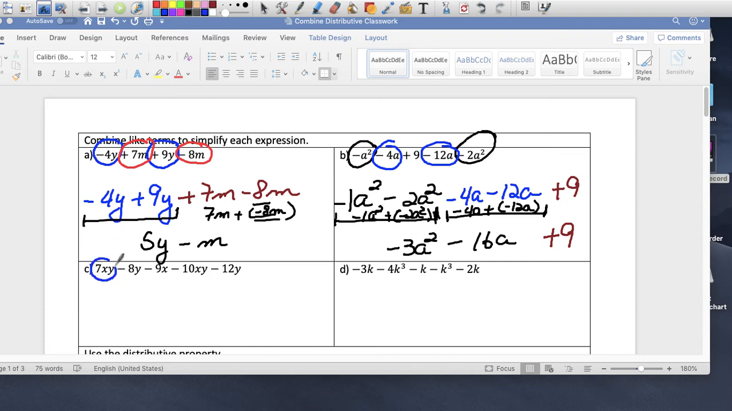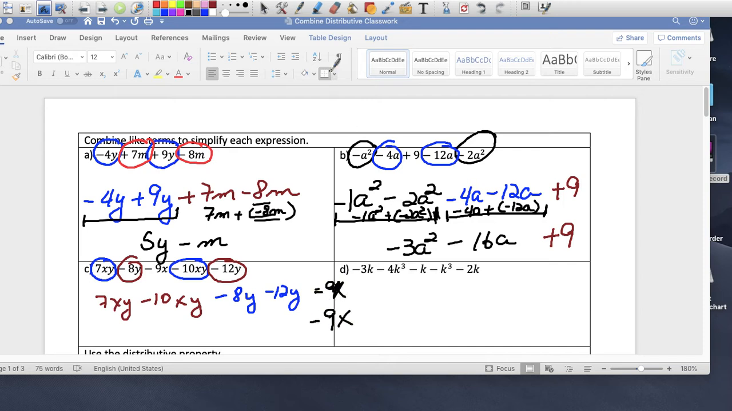XYs. Let's see, anything that has XY. This one has an XY. That one has an XY. What else? This one has a Y, and this one has a Y only, and the other one has an X. I'm not going to do anything with it. 7xy minus 10xy, those two go together. Oops, I think I reversed the color. It's okay. Minus 8y minus 12y, that goes together. And lastly, that 9x is going to be all along, minus 9x. So I already know that that's part of my answer because there are no x's.